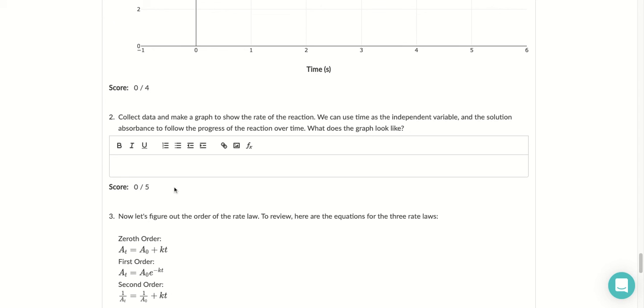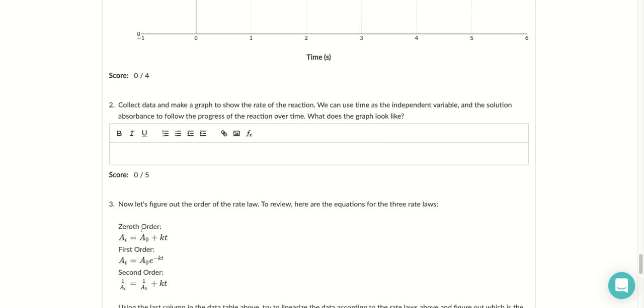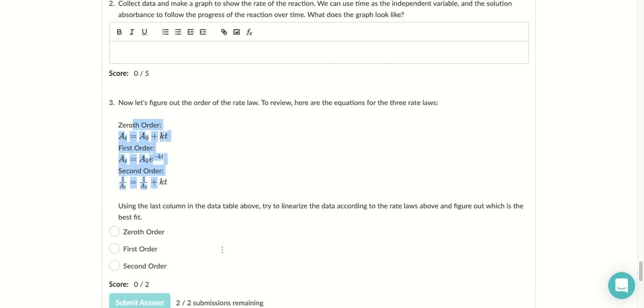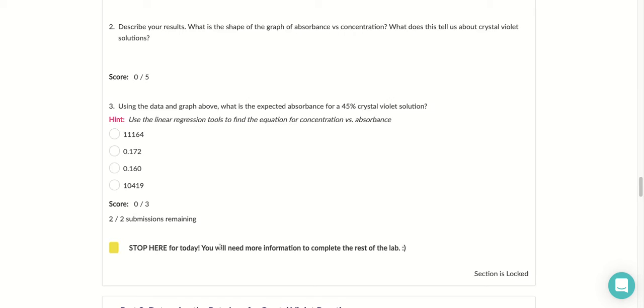And then you should be able to figure out from the graph, based on what we're going to be doing in class, which order it is. Okay. Hope that helps. Hang in there, everybody.